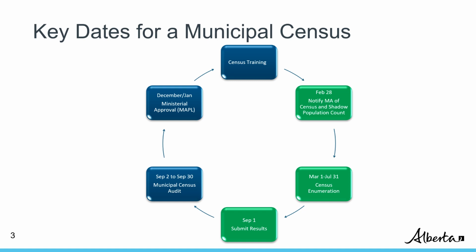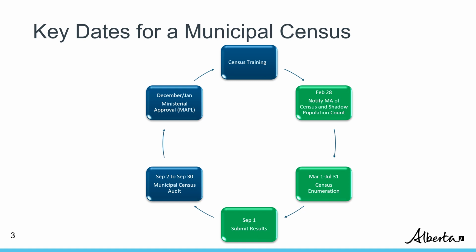For municipalities, census enumeration is expected to take place between March 1 and July 31st. Census results should be submitted to Municipal Affairs by September 1, 2024. Municipal Affairs will undertake an audit of all census results from September 2 to the 30th. We may contact you for additional information on how the census was undertaken.